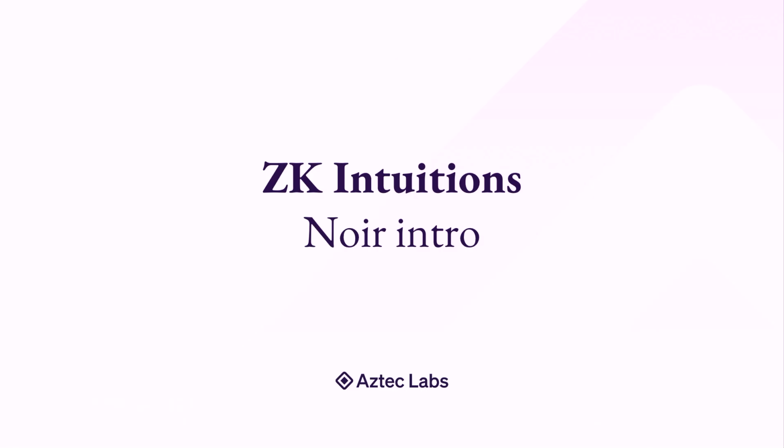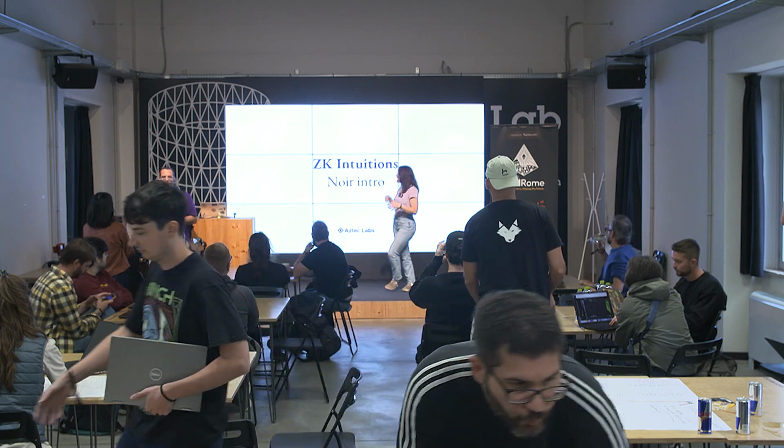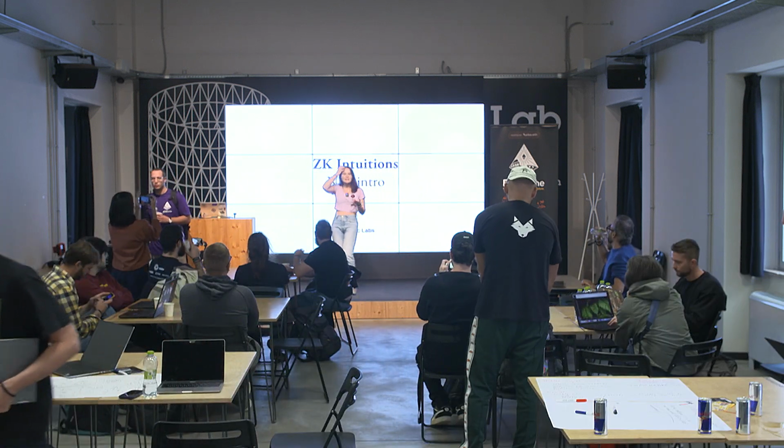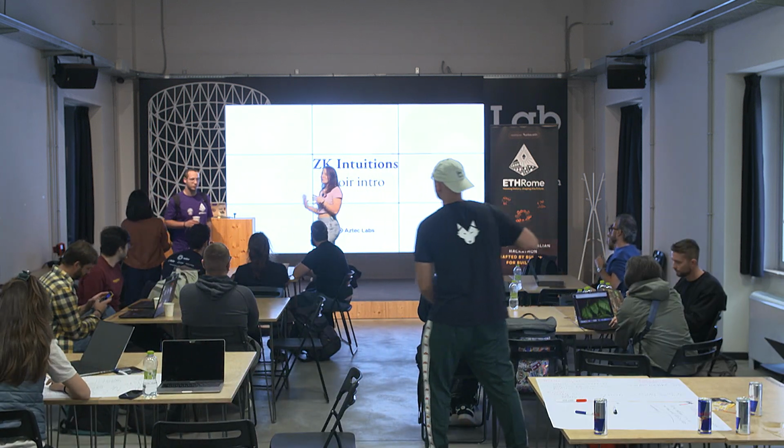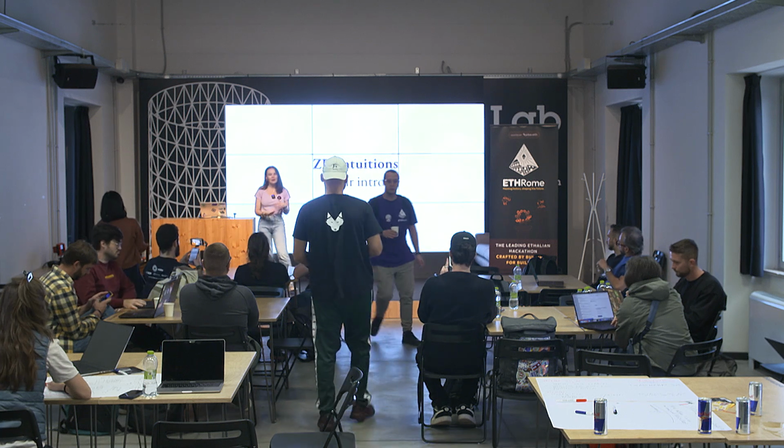Hi, I'm Kat. I'm doing a workshop for Aztec. We're going to cover Noir. Aztec is a privacy-first layer 2 on Ethereum. And we have like 5K of bounties that we're giving out for this hackathon, for a bunch of different things that you can build on Noir and on Aztec.